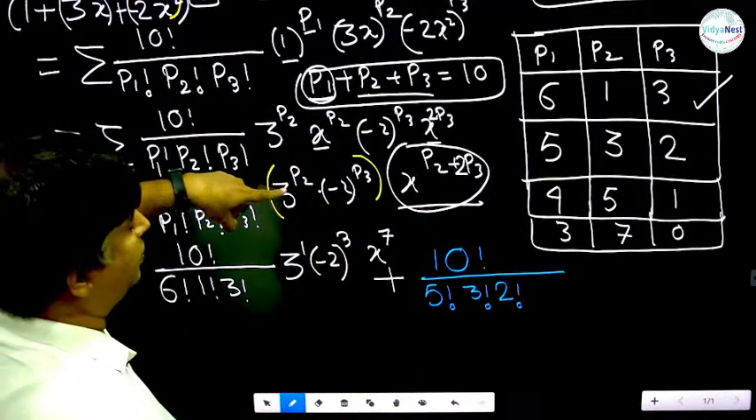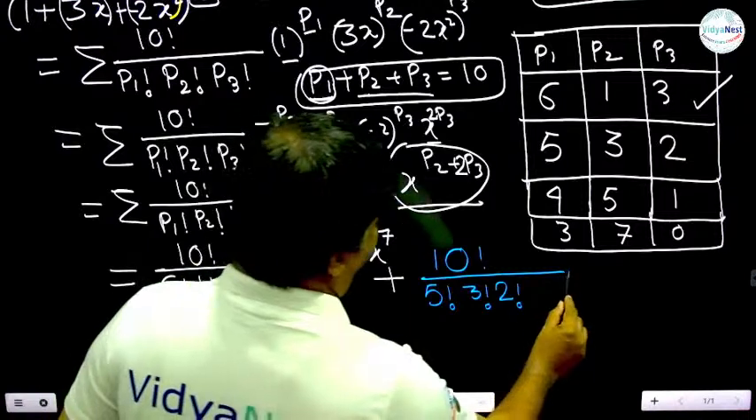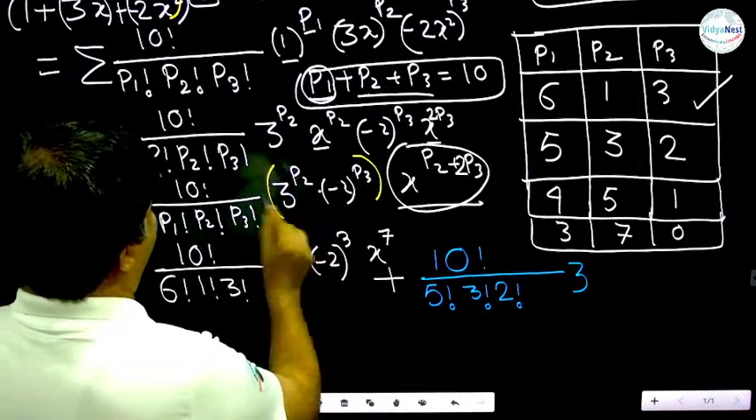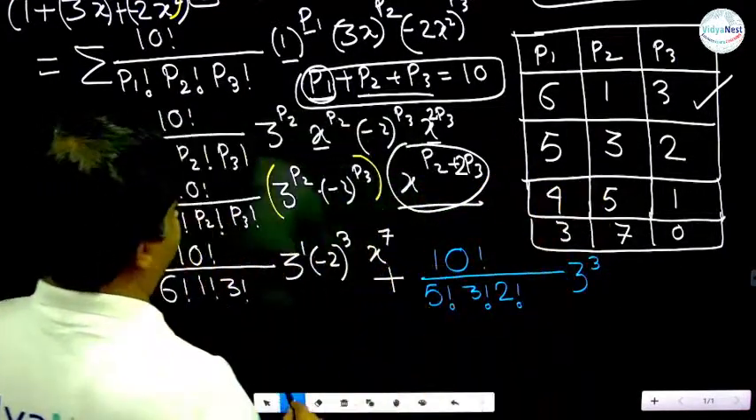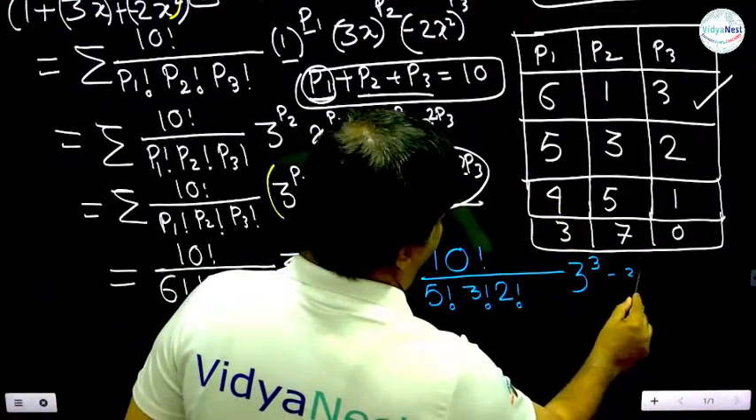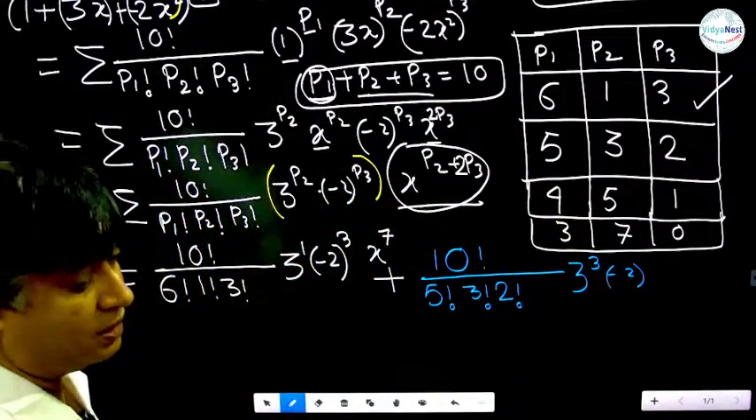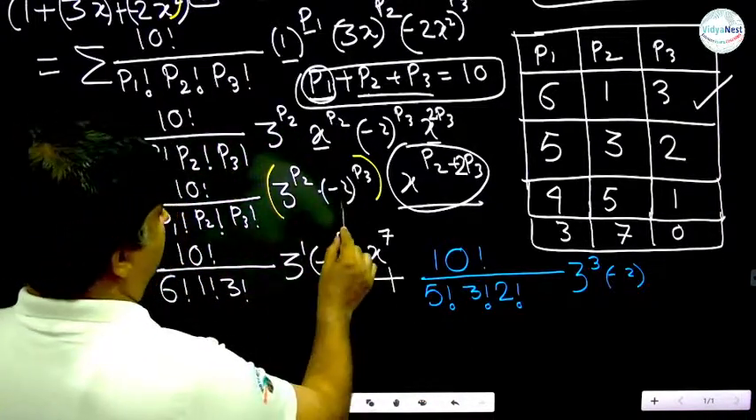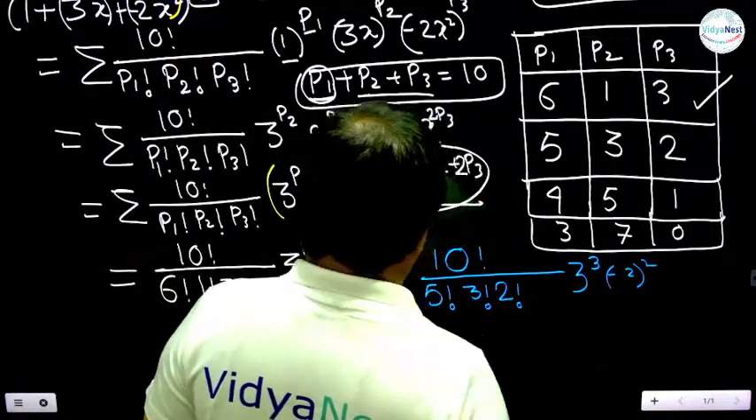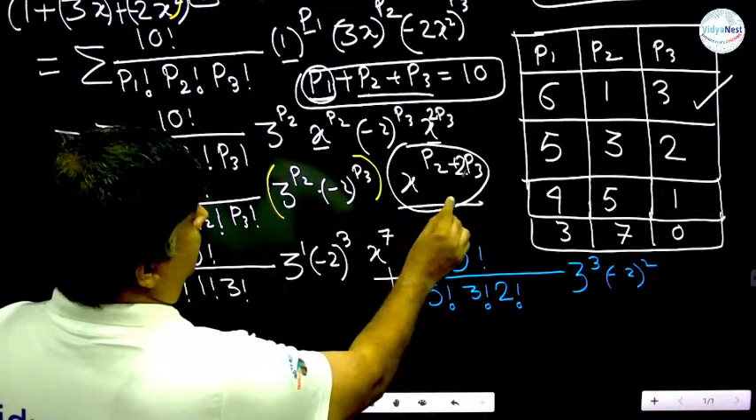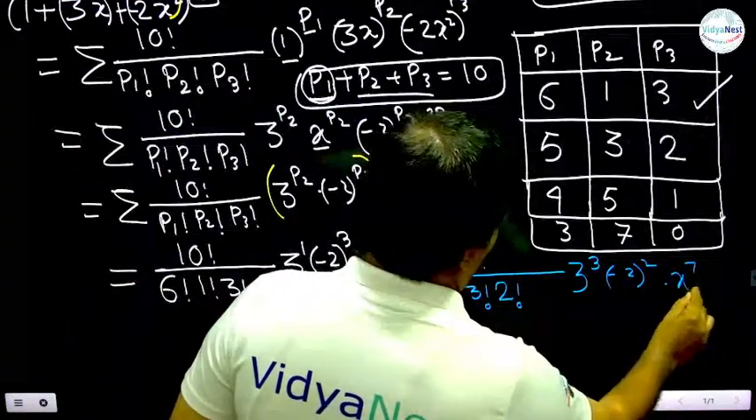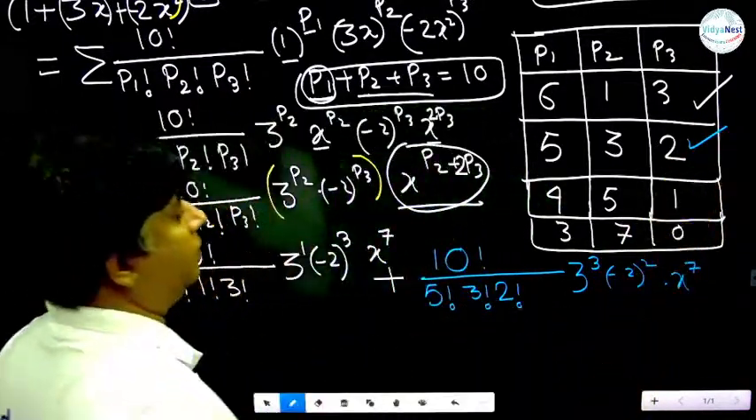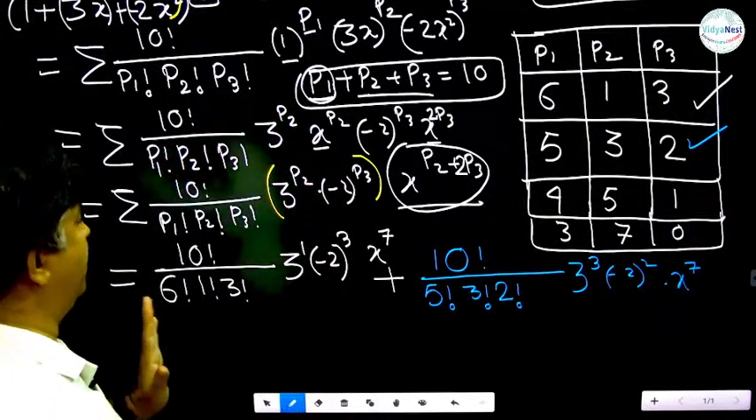Now 3 to the power P2. P2 is what? 3 cube minus 2 to the power P3. You can say, where is 1 to the power this? 1 to the power whatever you take will be 1, so it was not taken. Yes sir, minus 2 to the power P3 will be 2. And look, put 3 and 2, you will get x to the power 7. Then the coefficient of x to the power 7 is coming out, so from this row we got the coefficient of x to the power 7.